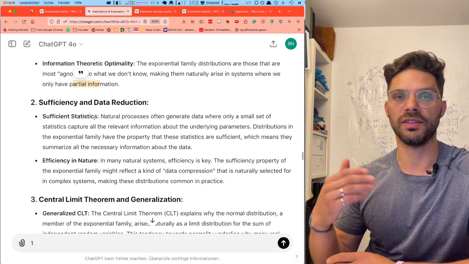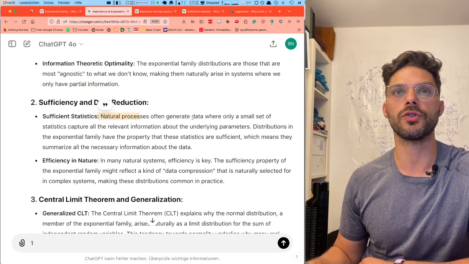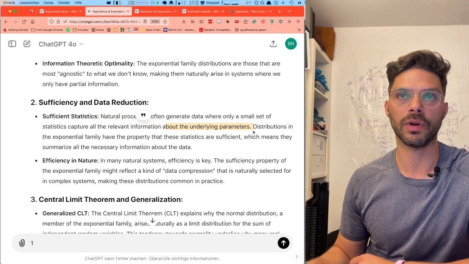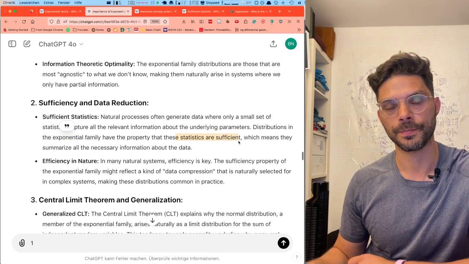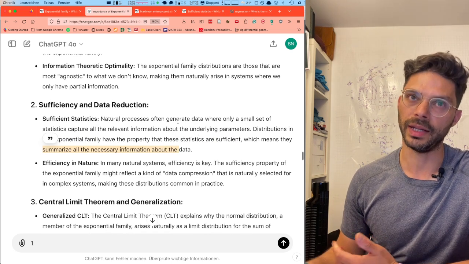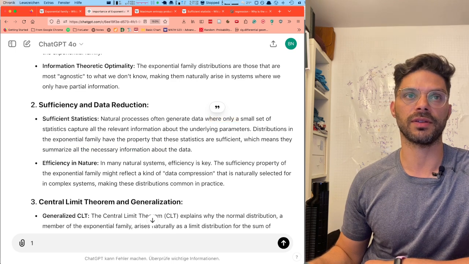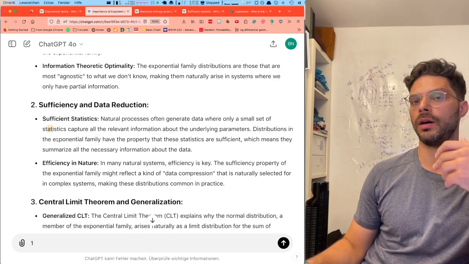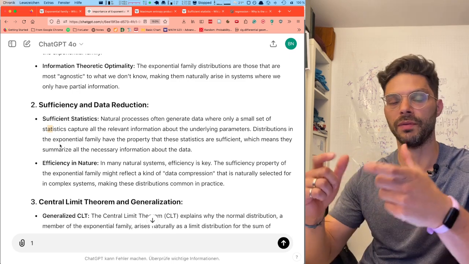So sufficient statistics, we already talked about what those are, but he relates them to natural processes. Natural processes often generate data where only a small set of statistics capture all the relevant information about the underlying parameters. Distributions in the exponential family have the property that these statistics are sufficient, right? Which means that they summarize all the necessary information about the data. So it claims that natural processes often generate data where only a small set of statistics capture all the relevant information. And then the distributions in this exponential family are those that are perfectly described by a small set of parameters. So there's a connection there.